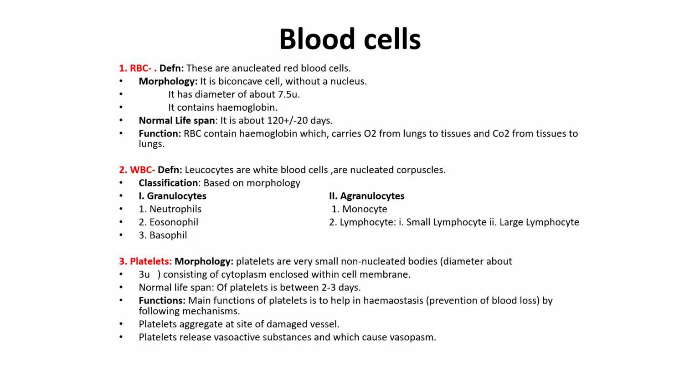WBCs, they are leukocytes, white blood cells, and they are nucleated corpuscles. So they are divided into two types according to the granules: granulocytes and agranulocytes, that means granules absent. So granulocytes are of three types: neutrophils, pink color granules; eosinophils, orange color granules; basophils, dark blue or black color granules. Agranulocytes: monocyte and lymphocyte. Lymphocytes again small and large lymphocyte.